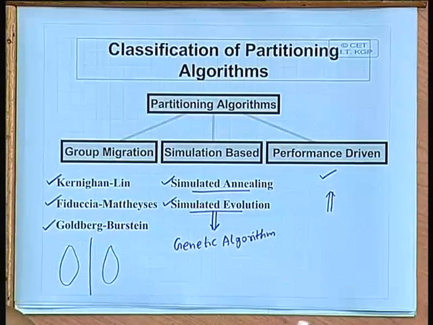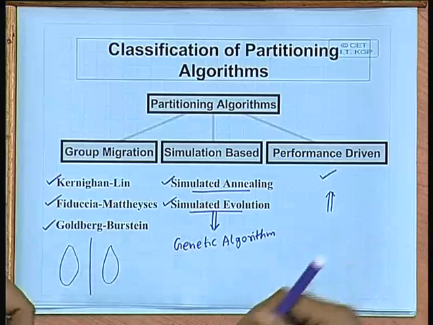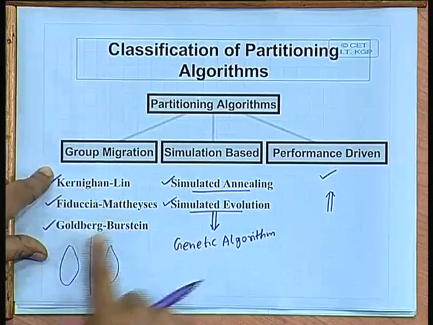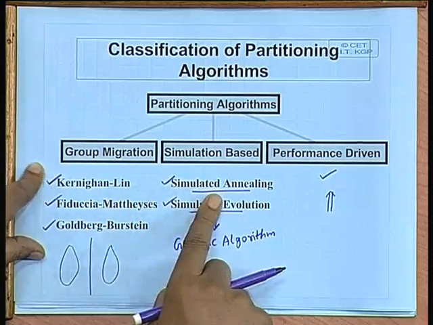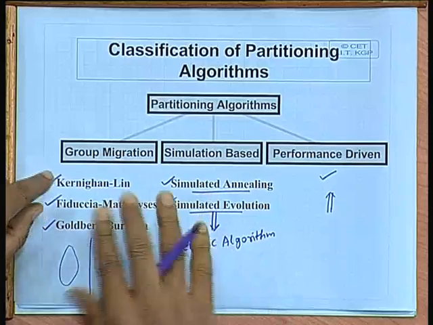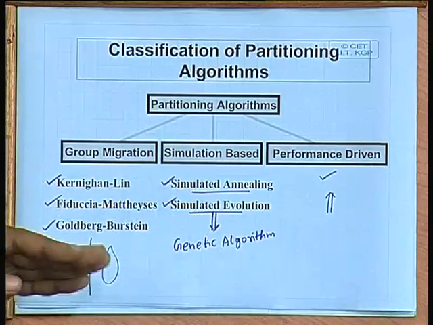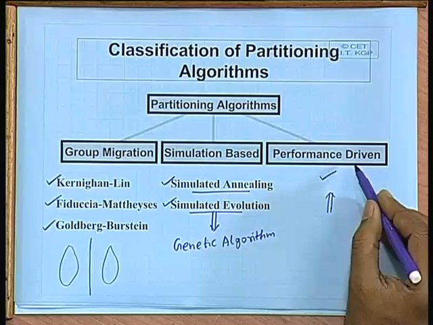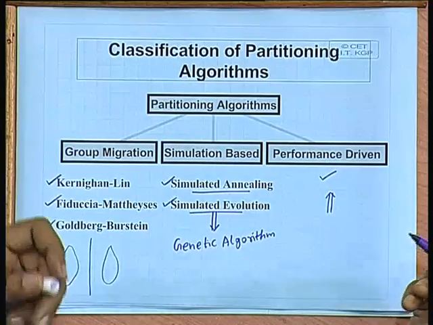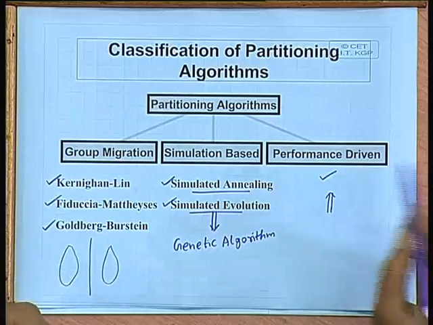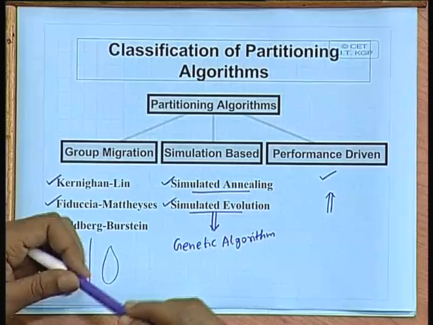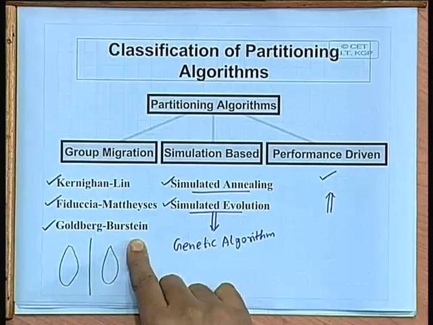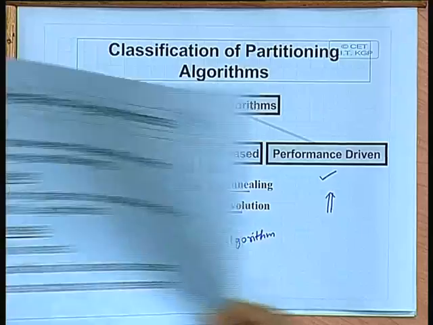They are normally based on certain heuristics which are applied starting with some of the solutions obtained from these. Okay. Starting with a good solution, you try to make some modifications so that the performance constraints are satisfied. But as I told you, they are very difficult to implement in practice. Now, some of the group migration algorithms we have already discussed, but still let us have a quick look at them.